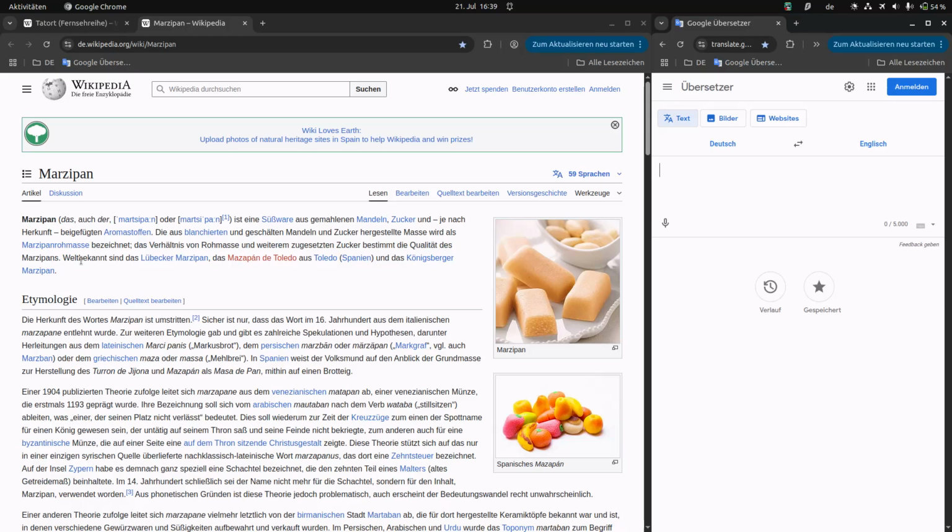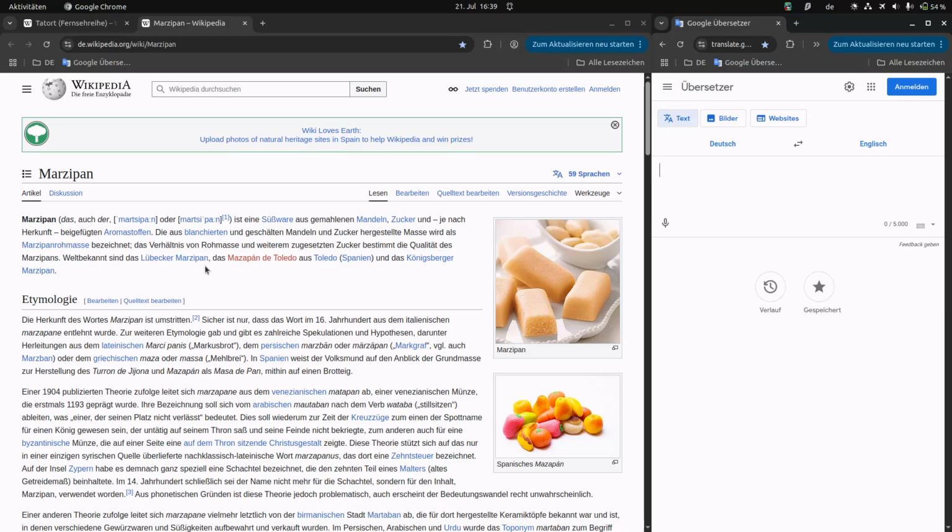Weltbekannt is, I think, kind of a unique word in German, as it is one word. That just means known worldwide, or famous. Bekannt just means known or famous. Weltbekannt, with Welt, means world. So worldwide known. This makes it worldwide known, I guess.